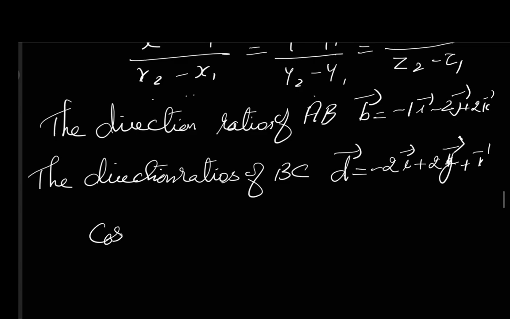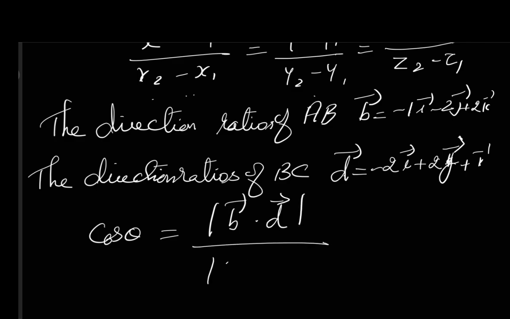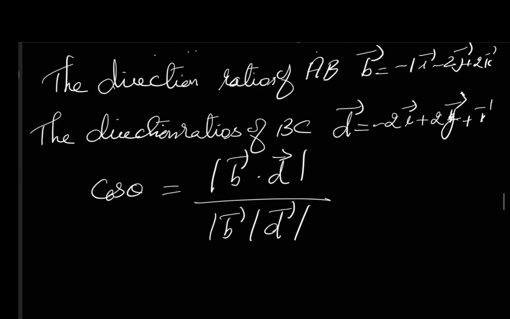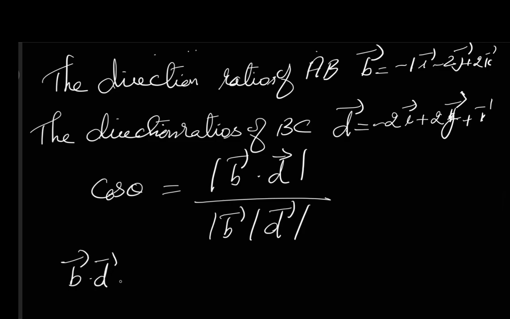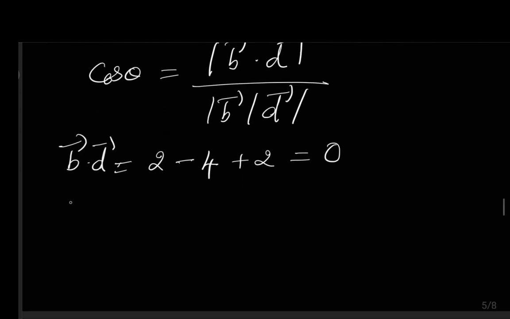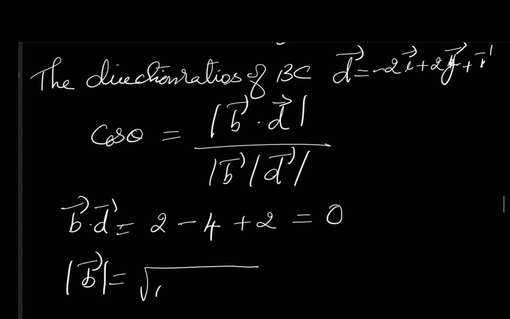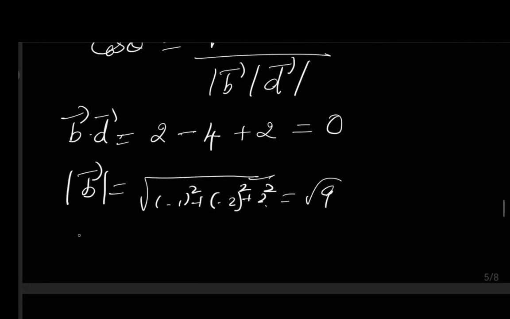Now write the formula. Cos theta, you have to always write the formula because mark is allotted for you. The formula also, vector B dot vector D divided by modulus vector B, modulus vector D. So B dot D, what is B dot D? See, directly you can find that 1 2s are 2, then minus minus plus 2 2s are 4, minus 4, then 1 2s are 2. This is equal to 0. Then modulus vector B, root of 1 square minus 2 square plus 2 square. So this is square root of 9. 4 plus 4, 8 plus 1, 9.